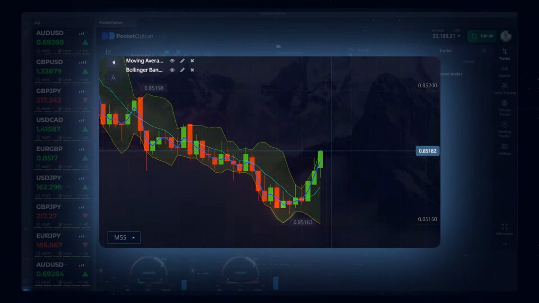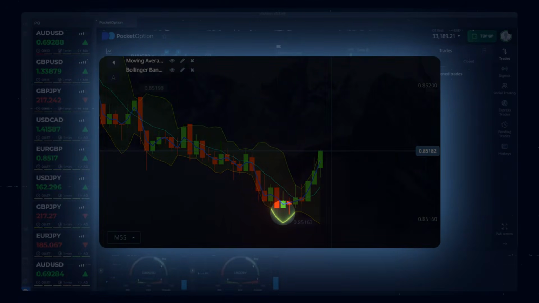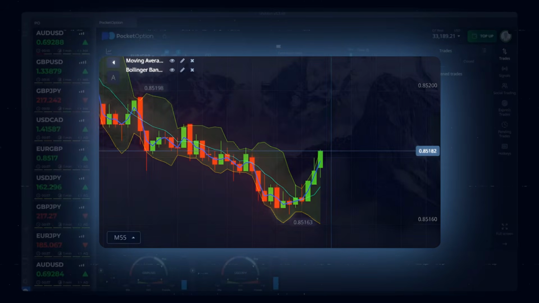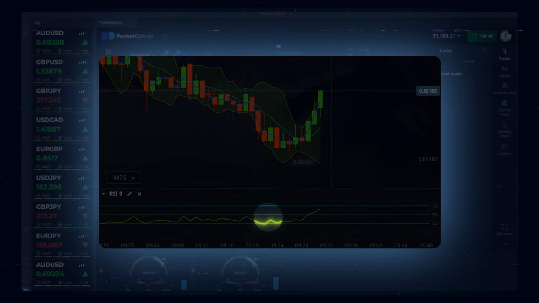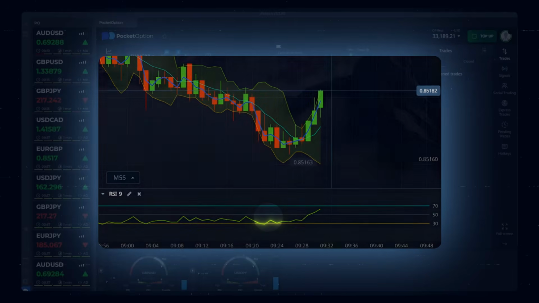First, the price and the simple moving average bounce from the lower Bollinger Bands boundary, a touch of the lower band and a reversal upward. Second, the price and the simple moving average cross the middle Bollinger Bands line from bottom to top. Third, Relative Strength Index is directed upward or exits the oversold zone, that is, it rises above the 30 level.